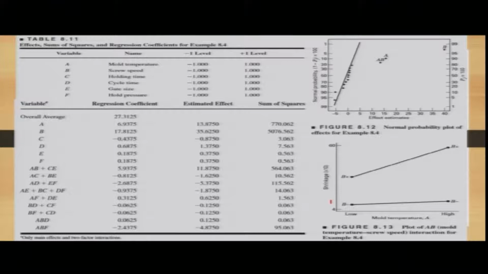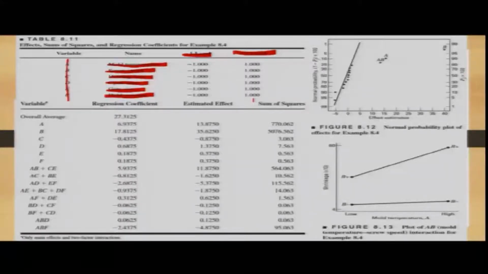Now, each is at 2 levels. So, these are the factors, their explanation in a qualitative sense, the levels of minus 1 and plus 1. So, the variables are, I will use the same color of highlighter continuing, A, B, C, D, E, F. They are mold temperature, screw speed, which I have said, I will again repeat it, holding time, cycle time, gate size, hold pressure. The minus 1 and plus 1 levels are given. So, for all of them, if you remember, it is 2 to the power something. That 2 basically denotes the 2 levels for all these factors.